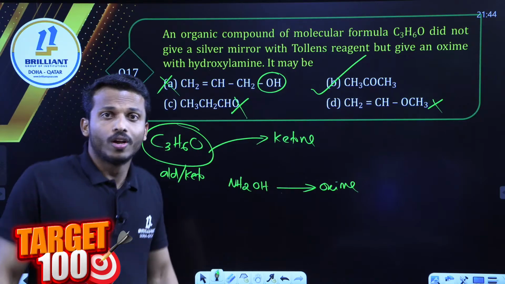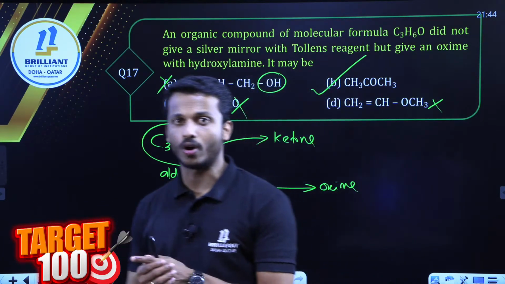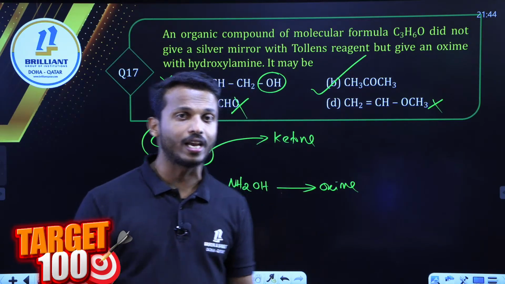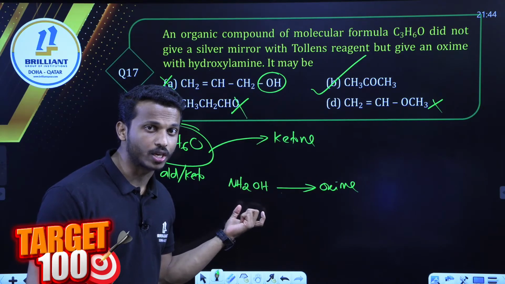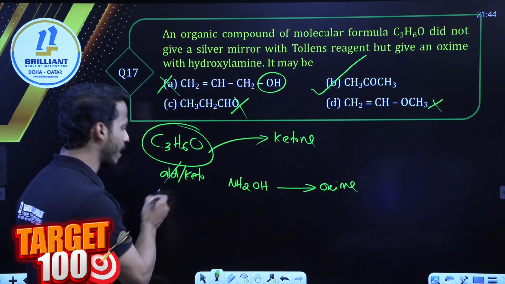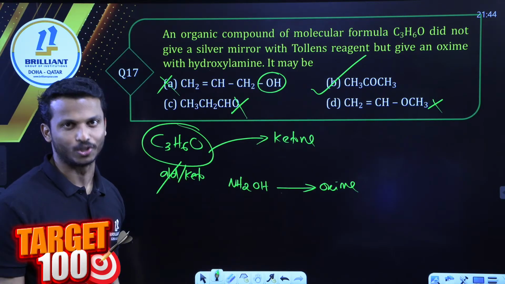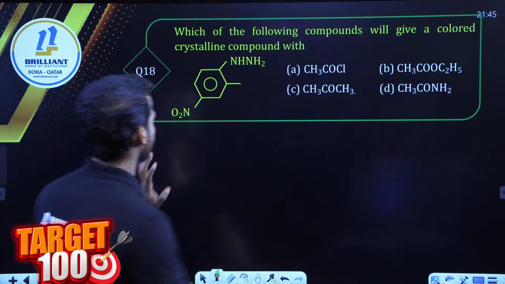So be careful, all of you. The silver mirror test is not given by which one? Ketone. Why do we confirm it's a ketone? Because it's reacting with hydroxylamine. The hydroxylamine reaction is given by aldehydes and ketones, and it will give an oxime. We already proved that it's not an aldehyde, so it's only a ketone. Easy question.